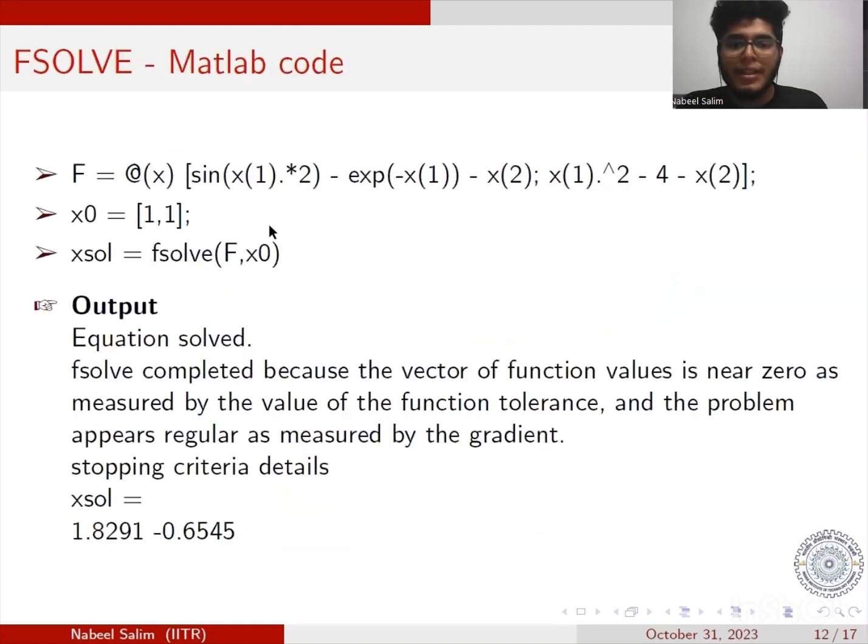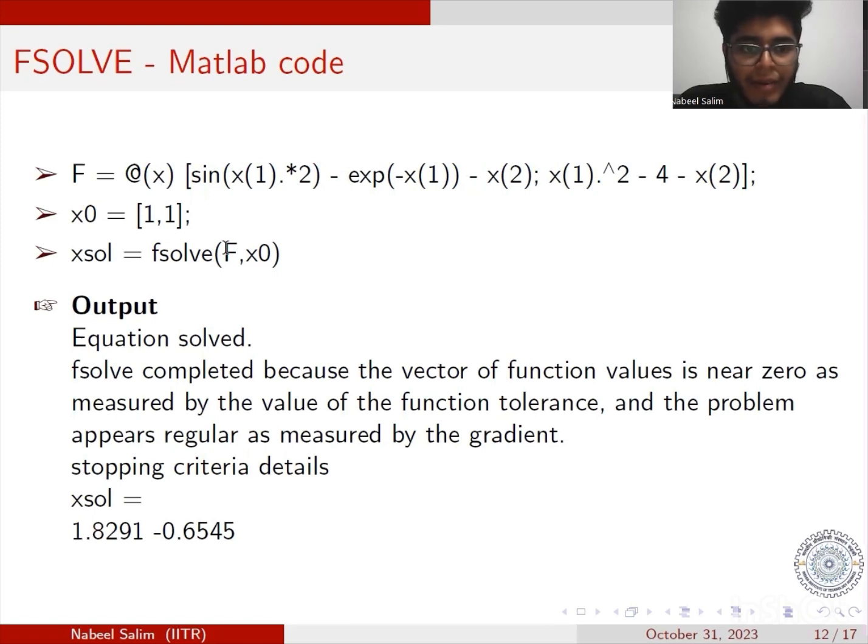Now the function is written here. Both the equations are written here. Here x of 1 is our x variable and x of 2 is our y variable. Now x0 is given as 1, 2 as our initial guess, so it's like x equal to 1 and y equal to 2.